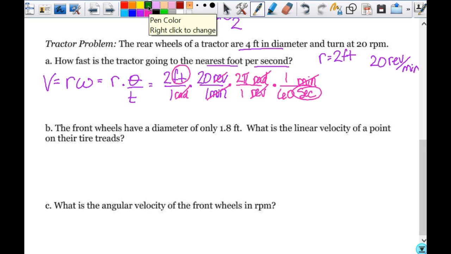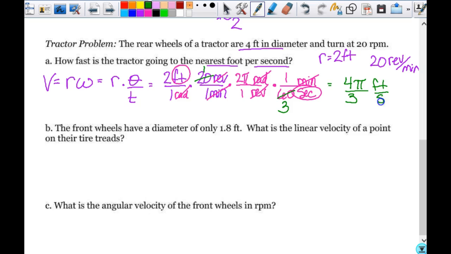So now I can start seeing if I can reduce. All right, well, 20, I can reduce the 20 and the 60, right? 20 goes into 20 once, goes into 60, how many times? 3 times. And then nothing else in the numerator is divisible by 3, so I'm done there. But I've got 2 times 2, which is 4, right? So this gives me 4 pi over 3 feet per second. All right, everybody good? Yes?